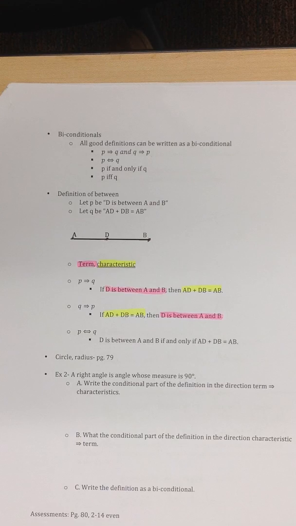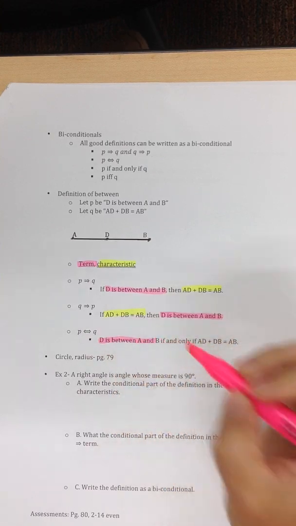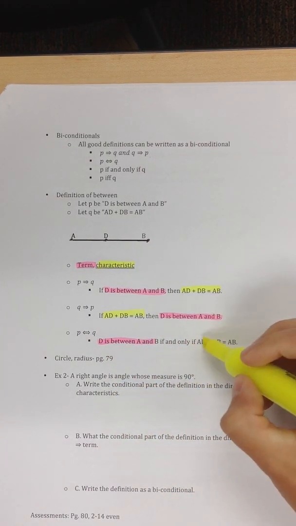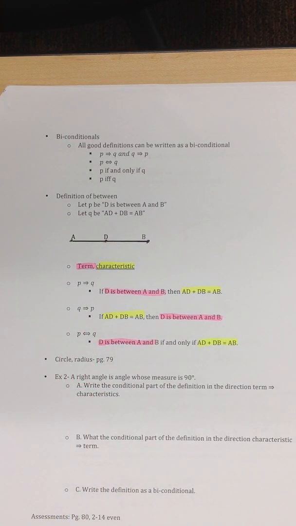Okay, so basically what they do here is the between part, the P, they put at the beginning, and then the end part, the characteristic part, they put at the end, and then they throw that if and only if in the middle, okay? If and only if basically means you can go in either direction and it's still true, okay? So if you ever see a double arrow, that stands for if and only if. You can go both directions, okay?